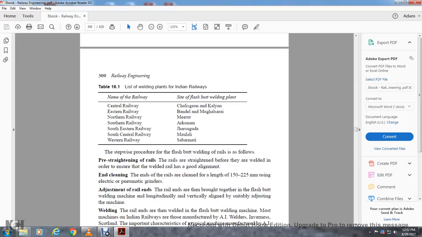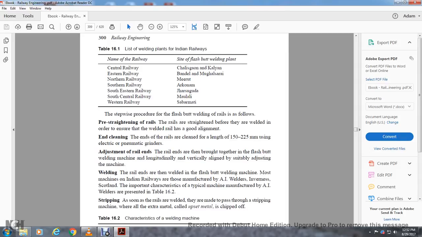Pre-straightening of the rails: the rails are straightened before welding in order to ensure good alignment of the welded rail. The ends of the rails are cleaned over a length of 150 to 225 millimeters using electric or pneumatic grinders. Adjusting: the rail ends are brought together in the flash butt welding machine, aligned longitudinally and vertically, and the machine is adjusted. Welding: the rails are welded in the flash butt welding machine.